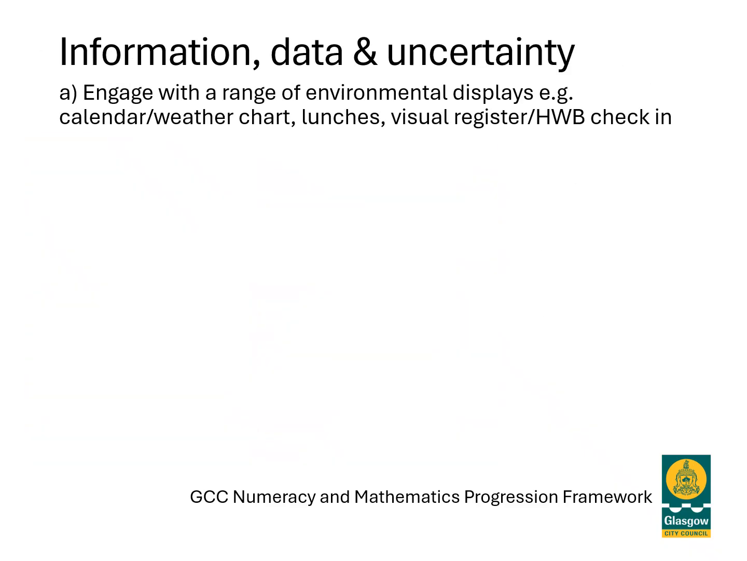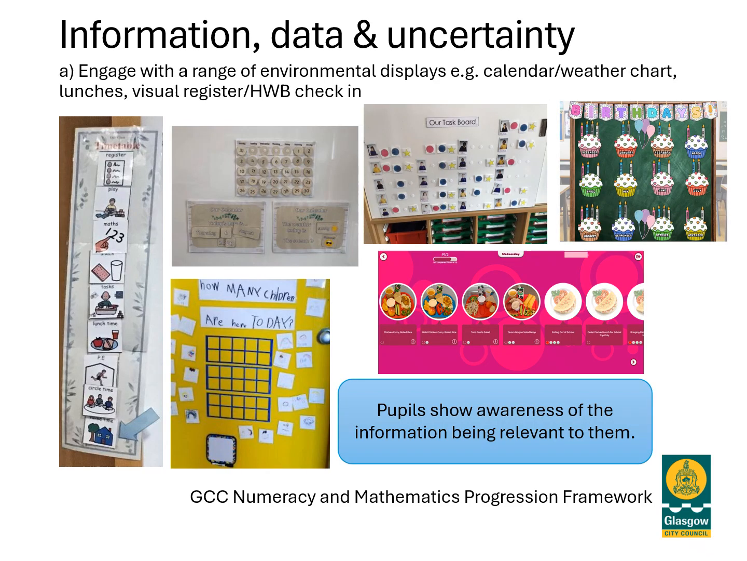Finally, we have one teaching point in the organiser of information, data and uncertainty. Engage with a range of environmental displays. So we've got examples there of the calendar or weather chart, the lunch menus, visual register, health and wellbeing check-ins. So as you welcome a new cohort of P1s into your classroom next session and you settle them down, there will be a range of environmental displays and systems that you set up with which they are becoming familiar.